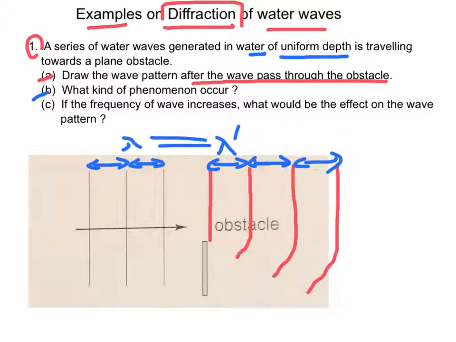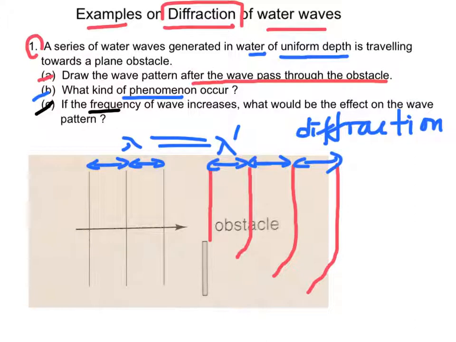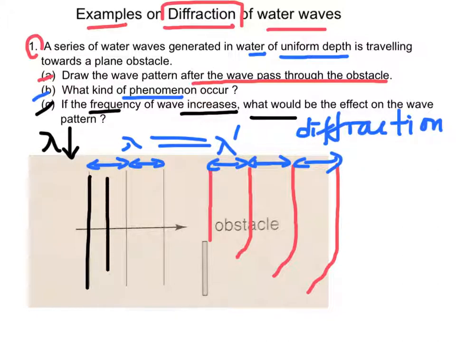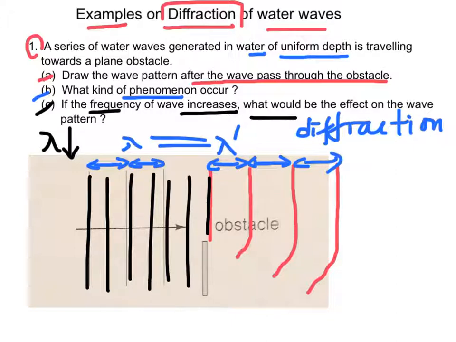Part B. This phenomenon is called diffraction. For Part C, if the frequency of the wave increases, that means the wavelength of the wave will decrease. For smaller wavelength of the wave, the diffraction will be less significant.